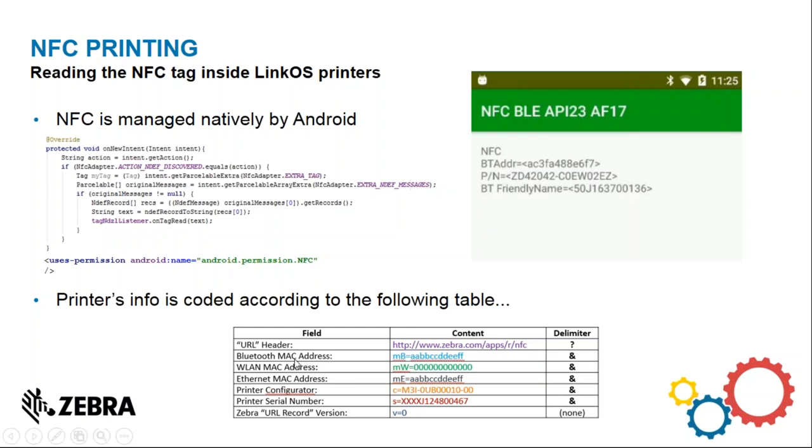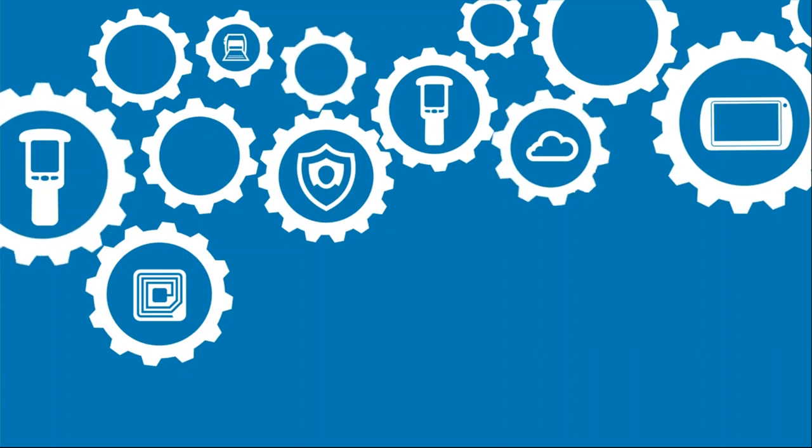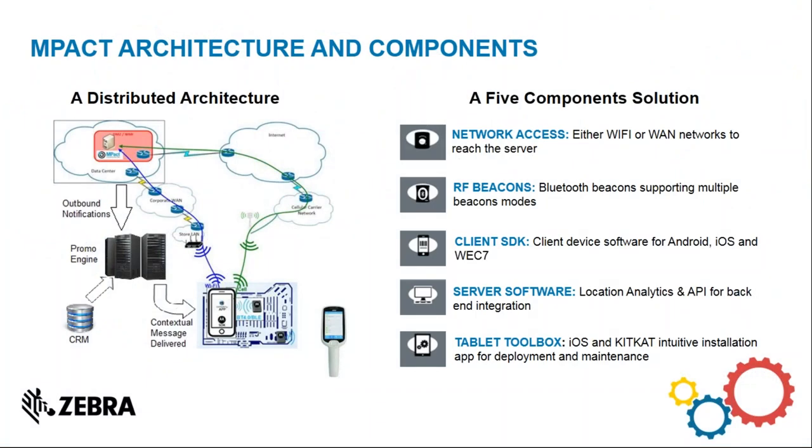In the NFC tag, you can read the URL that brings your application to a specific Zebra page, explaining and giving you access to the user manual, then the Bluetooth MAC address, the WLAN if present, the LAN MAC address as well, and some other information about that. For printing, we just need the Bluetooth MAC address. And once done, this is simply the same case shown before. Having said that, we can now move to MPact to see what it is and how it works.